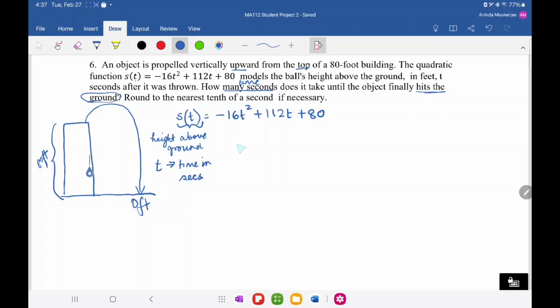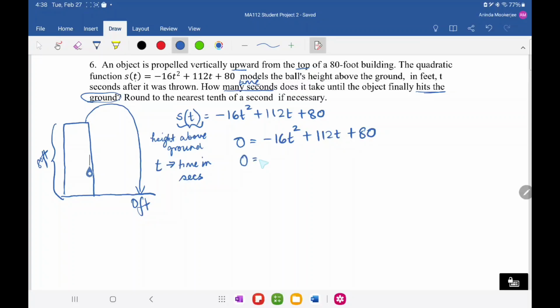So I'm going to substitute 0 for S of t and rewrite this function: 0 equals minus 16t squared plus 112t plus 80, which is now a quadratic equation with one side equal to 0. So we have to solve for t. We can either use the factoring method, or if it's not factorable, then we can just use the quadratic formula. Now, let's see if there is anything common that we can factor out, because these coefficients are pretty large. We see that minus 16 is common to all three terms.